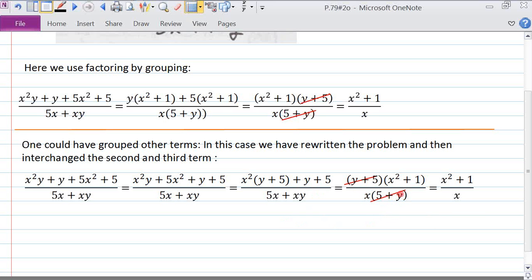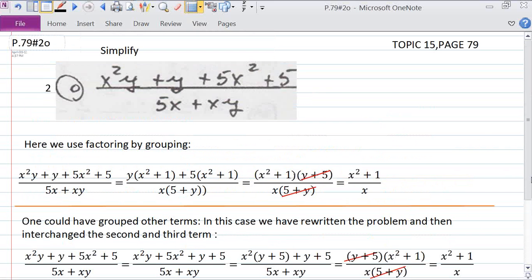So now I factor this, and this obviously factors to this. I can take out the x here and get 5 plus y. Now I can factor this, and I get x squared plus x over x. Now the reason I'm doing this is to show you that even though I may alter the grouping, I get the same answer. And that often happens. You're often able to do that in these kinds of problems.